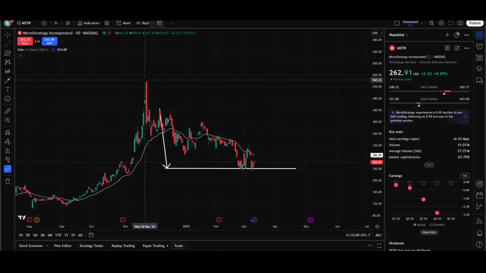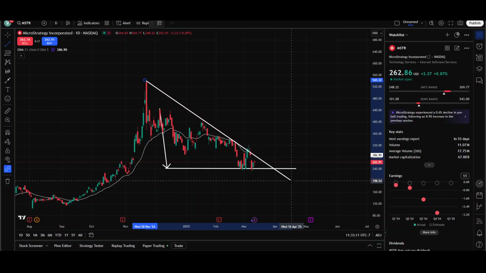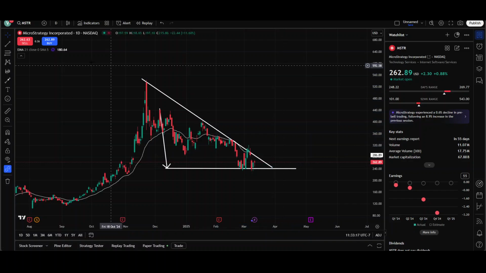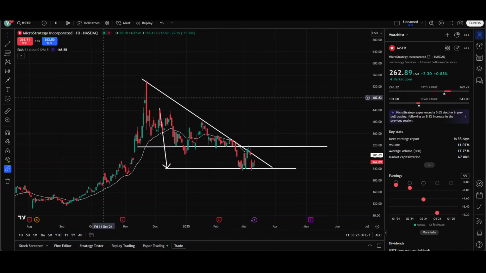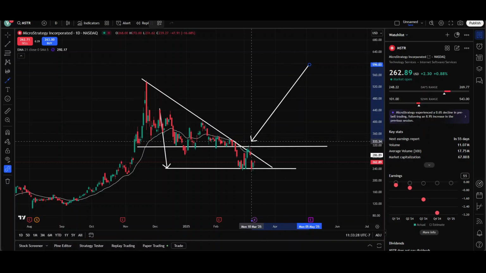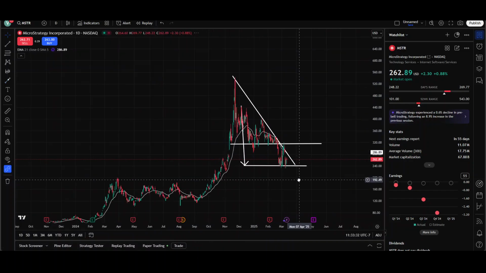I want to see a break of the downward sloping trend line. As you can see here, this downward sloping trend line needs to be broken for me to be technically bullish long term. Obviously, I'm fundamentally bullish long term, but for me to be technically bullish long term, we need to break that downward sloping trend line and get back above that 320 level. So there's two resistance levels in the way: the horizontal level and the downward sloping trend line level. We need to see price rocket above that.